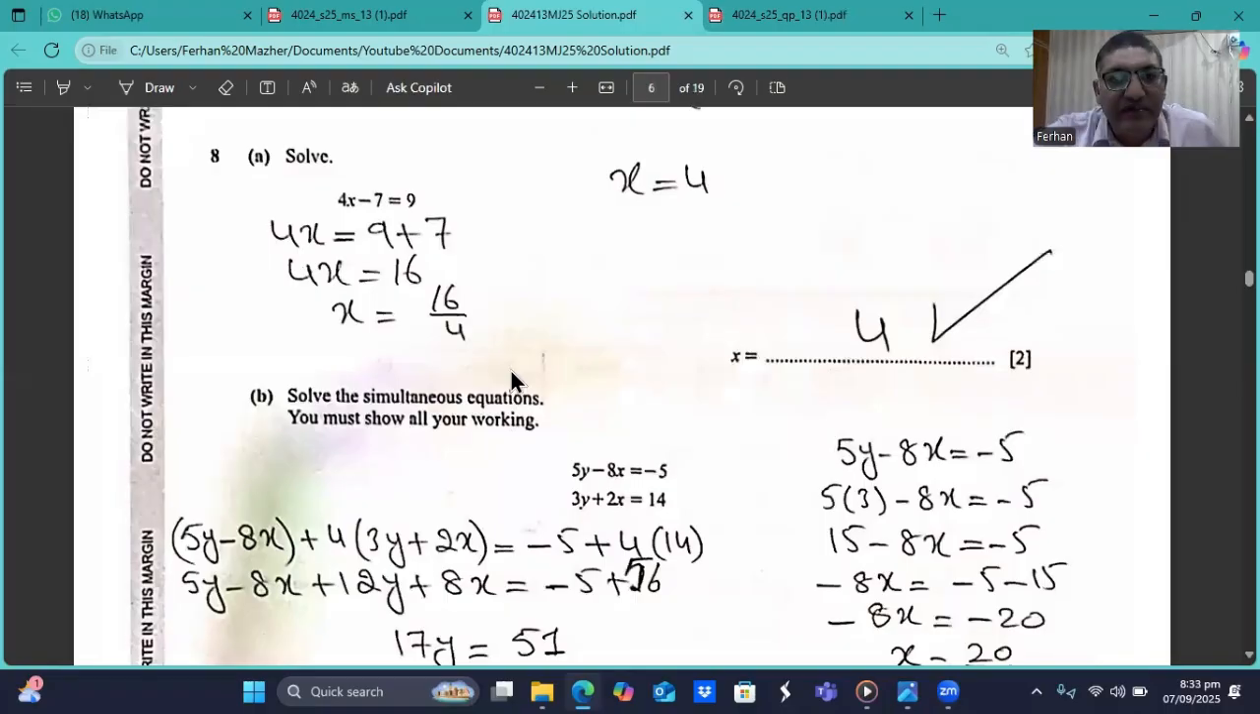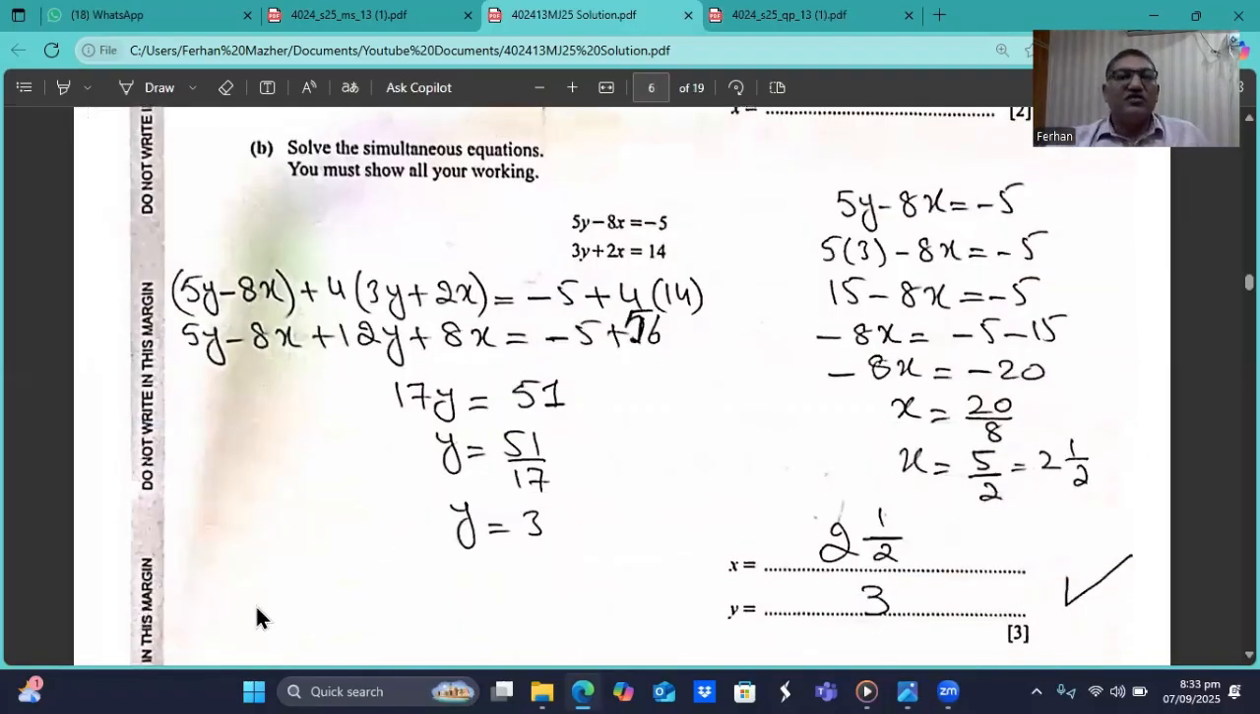The method is very simple. You can see here the solution of question number 8, part B is showing up. I'm going to make the coefficient of x the same in both equations. For that purpose, I'm going to multiply the second equation by 4, and then I will simply add the left and the right sides of both equations, and the x will be gone, and I will get the value of y. This is the strategy by which I will work.